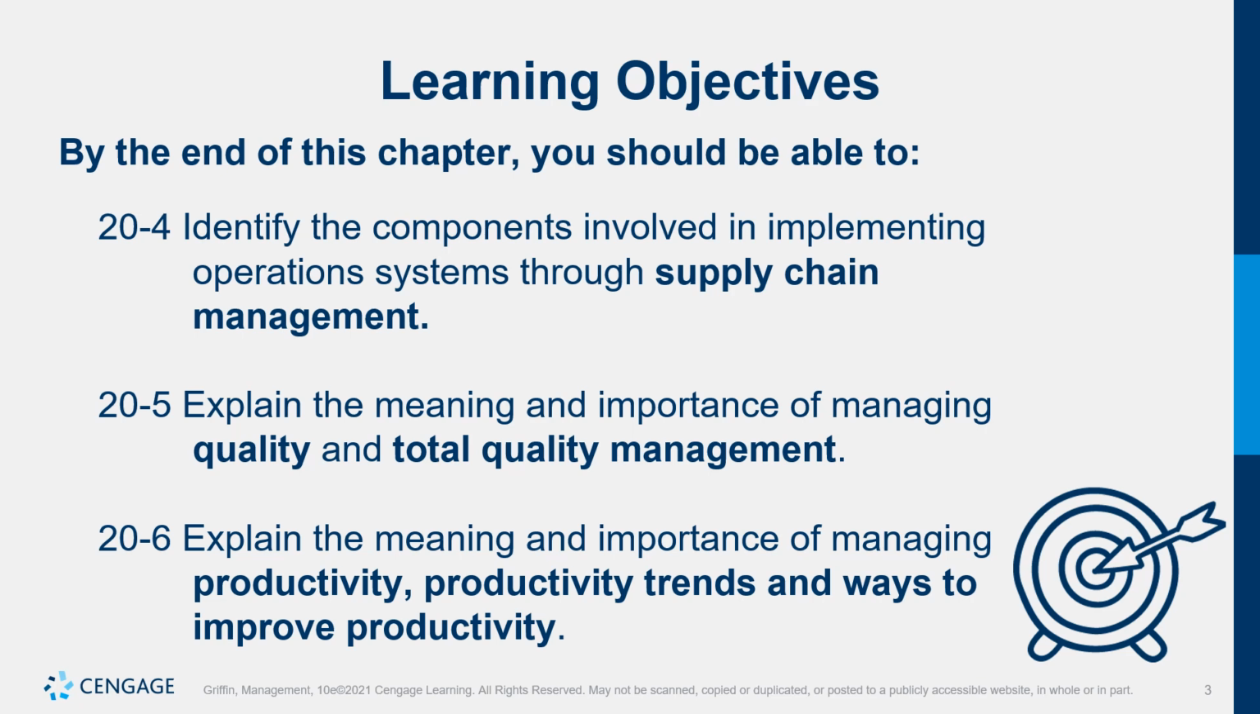Identify the components involved in implementing operation systems through supply chain management. Explain the meaning and importance of managing quality and total quality management. And explain the meaning and importance of managing productivity, productivity trends, and ways to improve productivity.